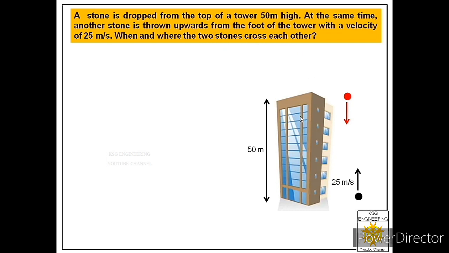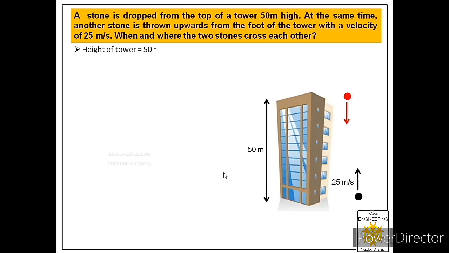So we are given this situation. We are given one tower, the height of that tower is 50 meter, and from the top of that tower one stone is dropped, and another stone is thrown from the foot of that tower at the same time with initial velocity of 25 meter per second. And we are asked to find when and where these two stones will cross each other.